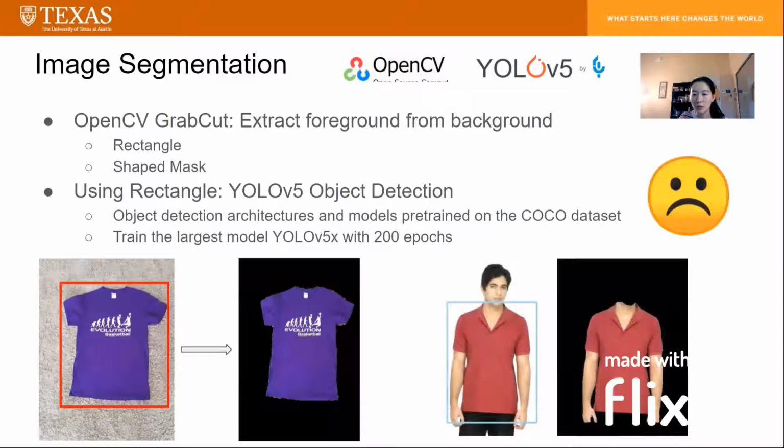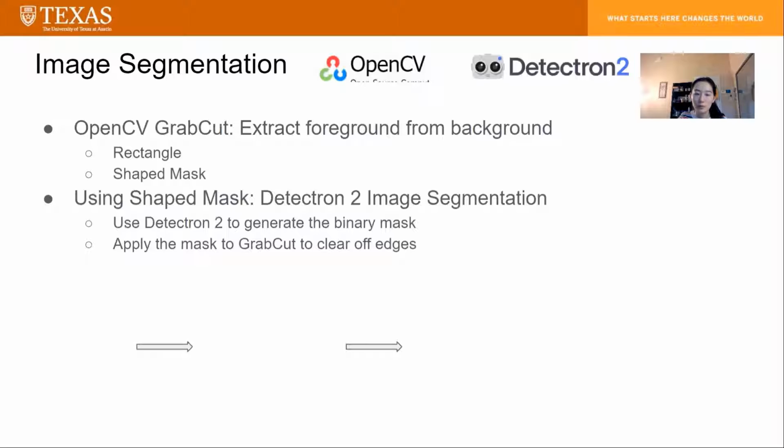However, when it comes to the t-shirts worn by a model, the result is not so optimal because GraphCut will take the included human body as foreground as well. How to solve this problem?